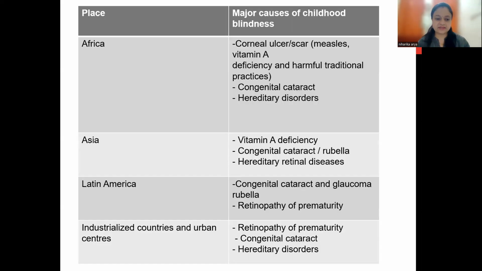So these are some of the places other than India, like Africa. The major cause of childhood blindness in Africa is corneal scar or corneal ulcer because of measles, vitamin A deficiency, and harmful traditional practices. Second is congenital cataract and hereditary disorders. In Asia, the major cause of childhood blindness is vitamin A deficiency, congenital cataract or rubella, or hereditary retinal diseases.